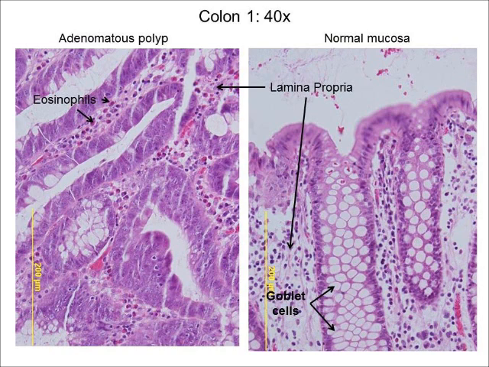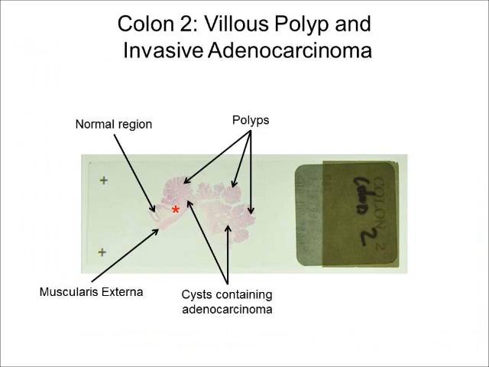Also, examine the lamina propria of the polyp. It contains dilated blood vessels and numerous eosinophils, a type of white blood cell. View the slide labeled colon 2 by eye. Even without magnification, you should be able to see a number of polyps, which often occur in groups.